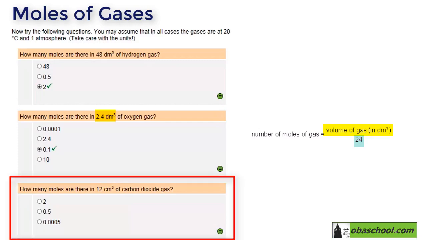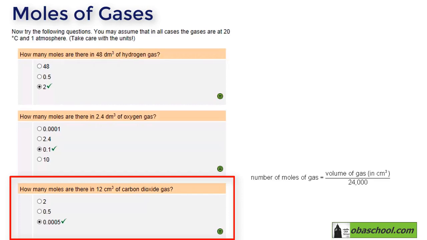The third question. How many moles are there in 12 centimeter cubed of carbon dioxide gas? Excellent! In 12 centimeter cubed of carbon dioxide gas, there is 0.0005 moles. We found this number by dividing 12 centimeter cubed, which is the volume of carbon dioxide gas, by 24,000, and we chose the denominator to be 24,000 because the given unit is centimeter cubed and not decimeter cubed.